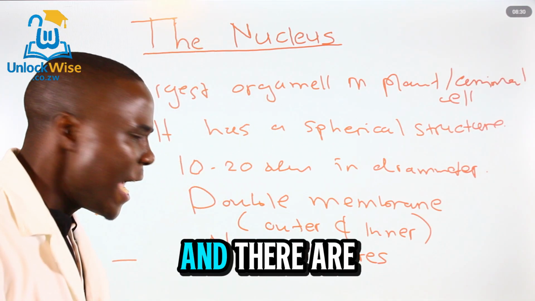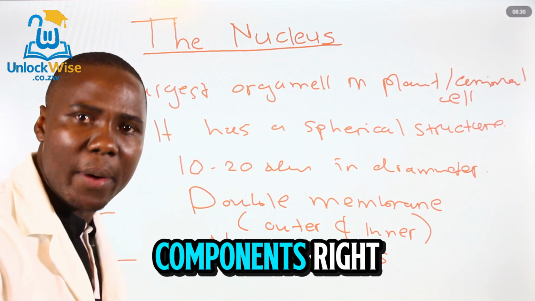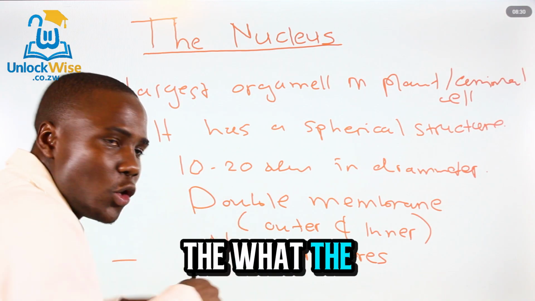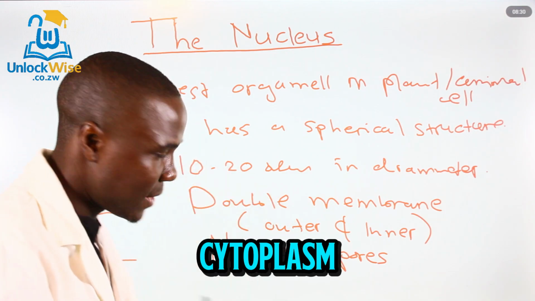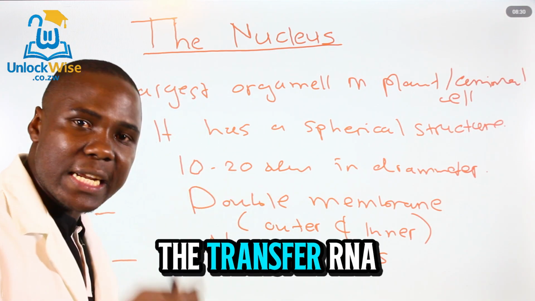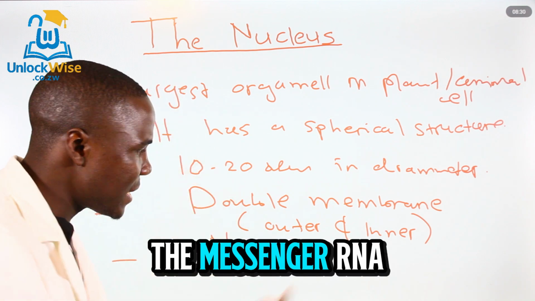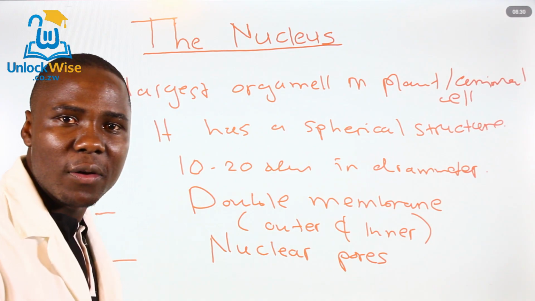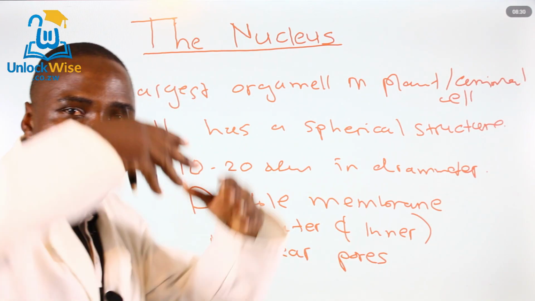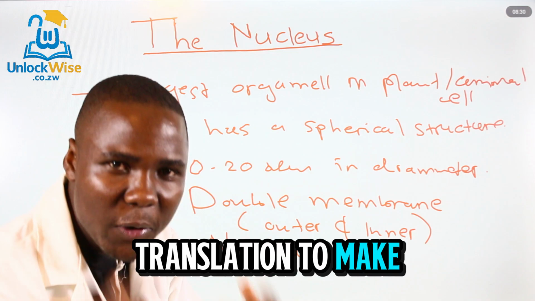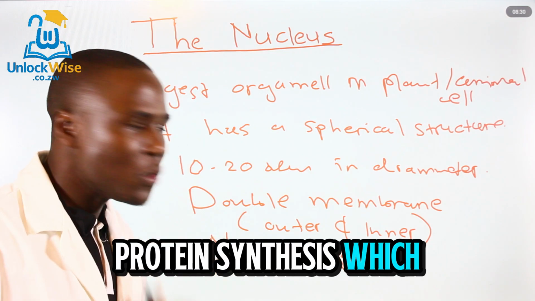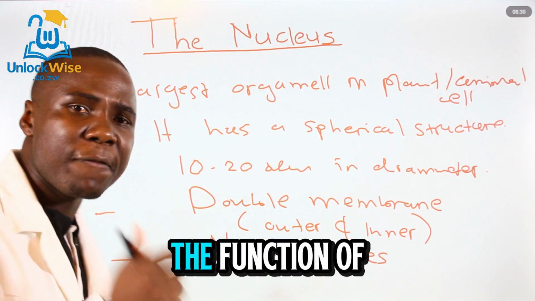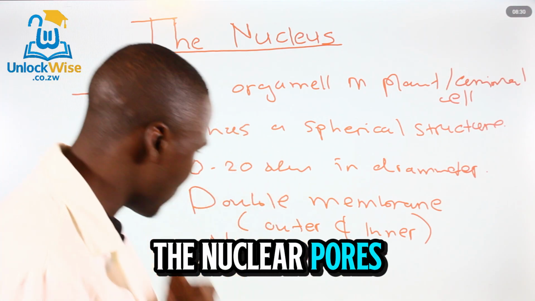And there are also specific compounds that move from the nucleus to the cytoplasm. We have the transfer RNA. We have the messenger RNA. Why do they leave the nucleus? To perform the process of translation, to make protein synthesis, which occurs in the ribosomes. Okay, so this is the function of the nuclear pores.